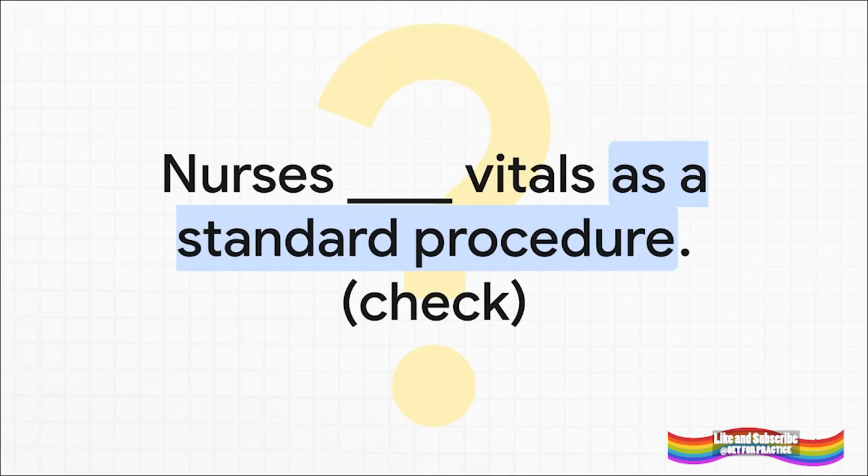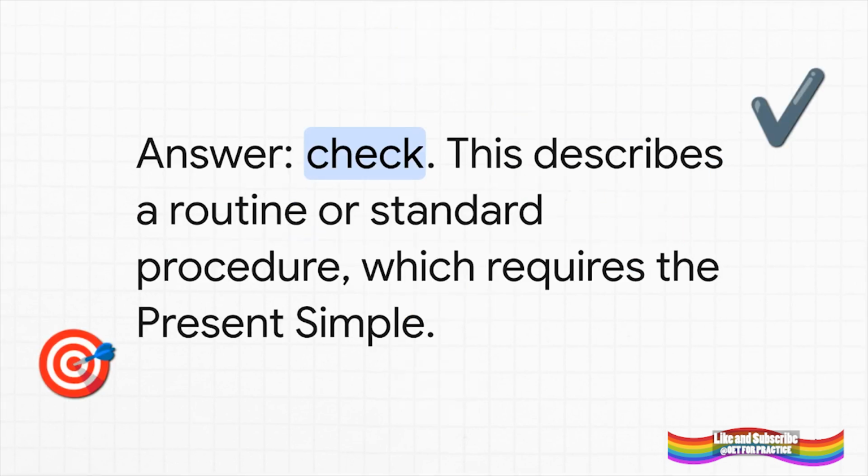Okay, let's try another one. This time, use the verb check. The sentence is, nurses check vitals every 4 hours as a standard procedure. Which tense fits here? Did you get it? The answer is check. Nurses check vitals. We use the present simple here because we're talking about a routine, a standard procedure. It's a general truth. If you got that one right, you are doing awesome.